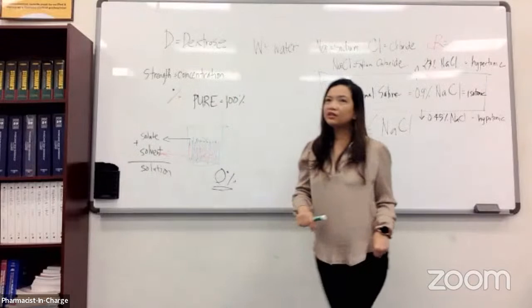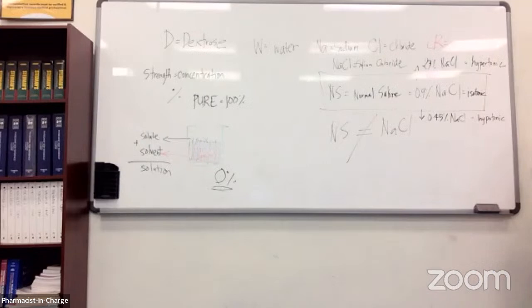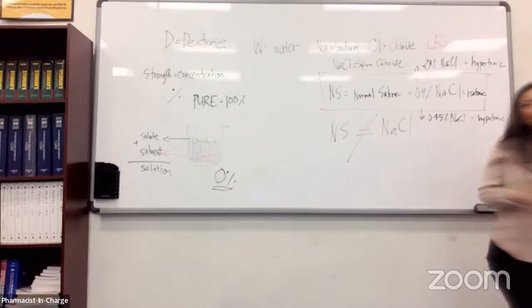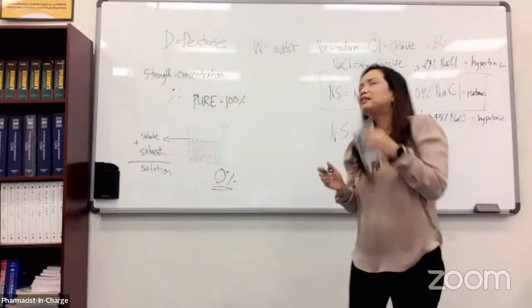I thought I'd throw that in before I start the calculation. So let's start calculating the simple ones. Say, for example, this is a 100 ml bag, okay? And it's a D5W.